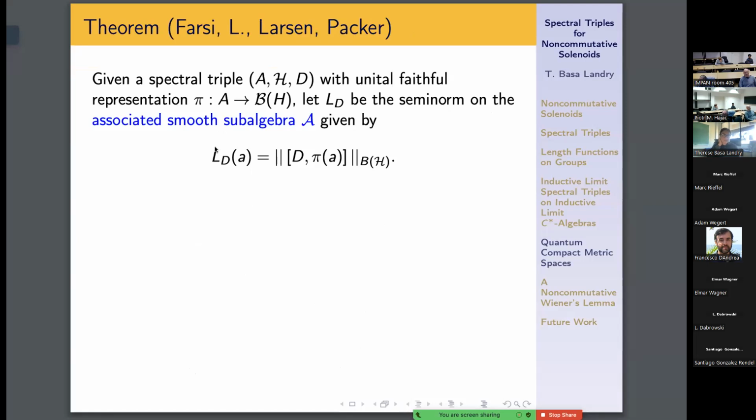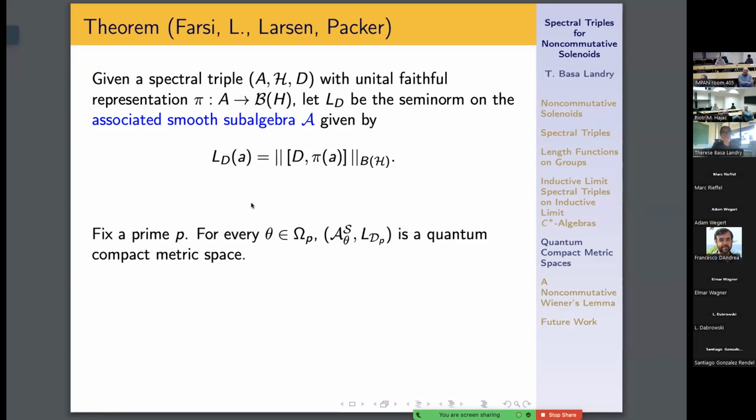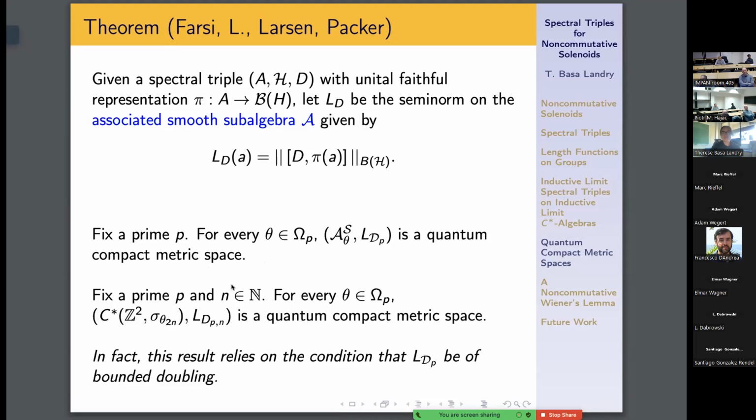If you have a spectral triple, then a natural semi-norm to consider is the norm of the commutator with the Dirac operator. It turns out that when you take our spectral triple and equip the non-commutative solenoid with that semi-norm, you get a quantum compact metric space. And when you restrict it appropriately, you also get a quantum compact metric space for each of the quantum tori in the direct limit from which you can realize the non-commutative solenoid.